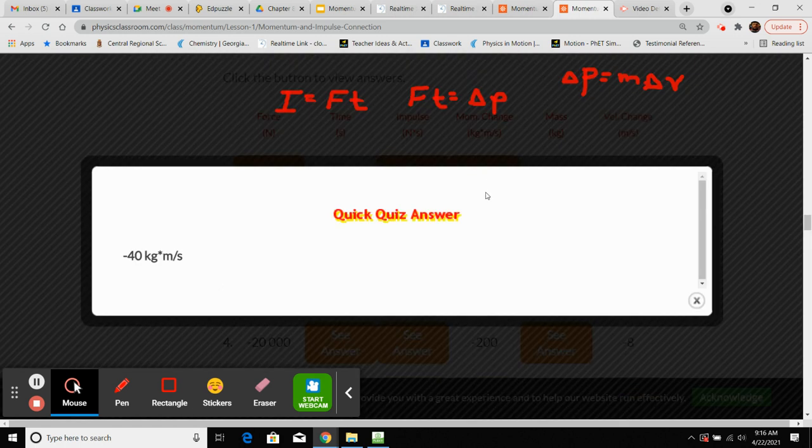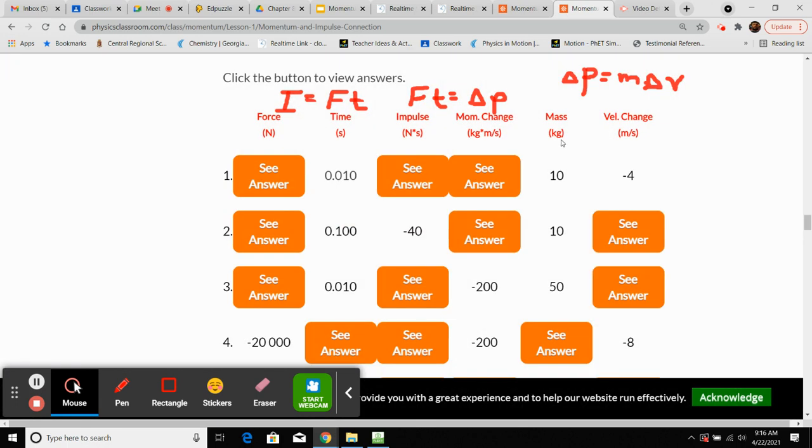Okay, now look at the unit here. It's kilograms times meters per second. Why? Because mass is in kilograms and change in velocity is meters per second. And since I multiply those two, they're multiplying the units. Well, I don't know what the impulse is, though. So, Danny, what is my impulse going to be here?